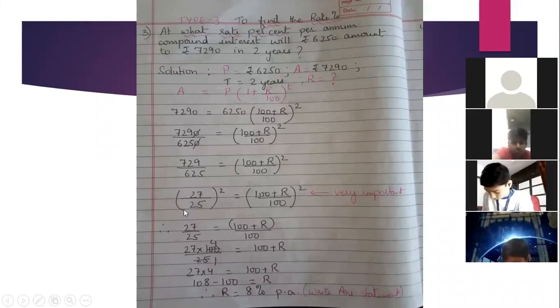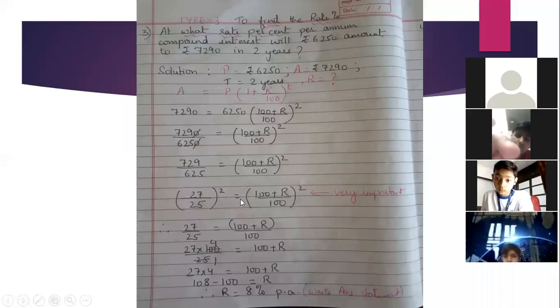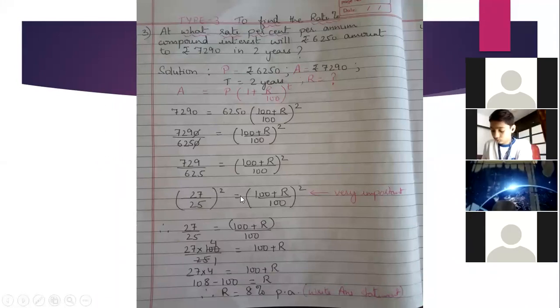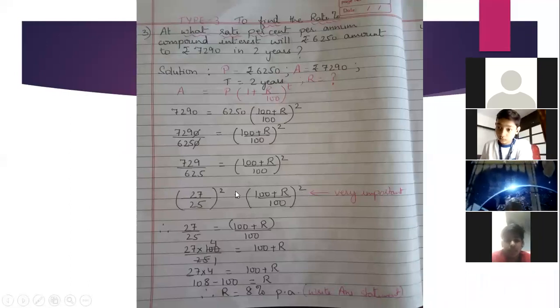Now this step is very, very important, and that is why I've written very important, because from here you have to get this step. When the rate is unknown, you will always get the powers same. And if you are not getting the power same, that means somewhere there is a mistake. We know that the powers can only be same when the bases are equal. We used to write: when the bases are equal, we can equate the powers. Now here powers are same, so you can equate the bases.